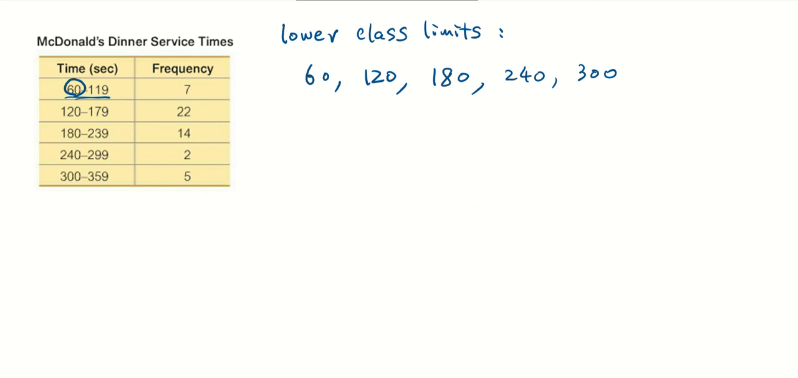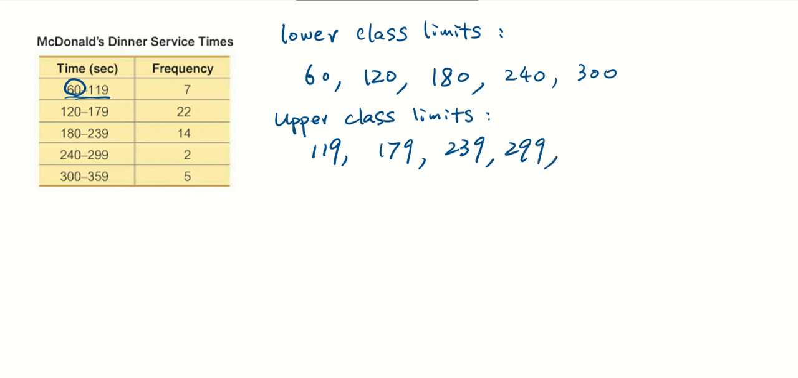Okay, so the next definition is called the upper class limit. The definition of this is pretty similar to the lower class limit. The upper class limit is the biggest number in each class. So for the first class, the biggest number is 119, second class 179, and third class, fourth class, fifth class. Okay.